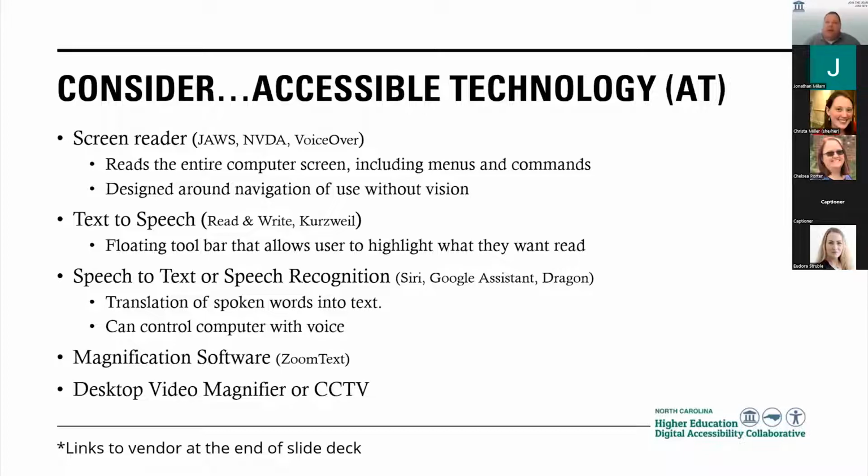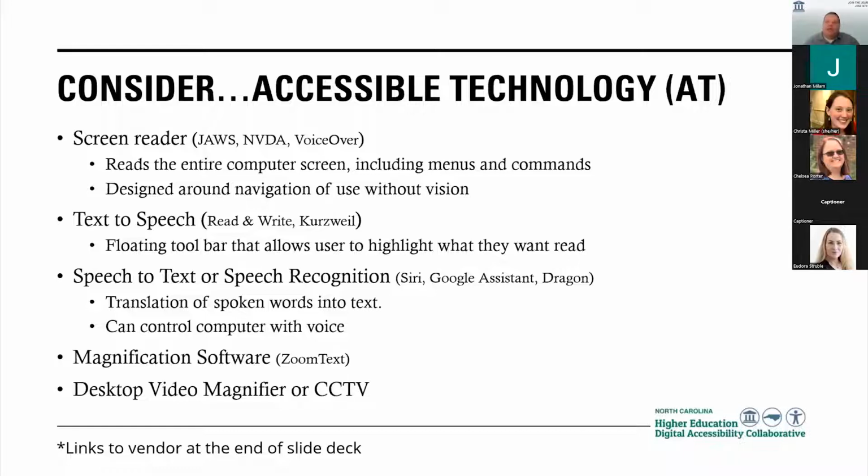This is really a technology that reads the entire screen. Very different from a text-to-speech software we'll talk about in just a second. It reads the menus, the commands, the entire part of the screen without any interaction through a mouse. And usually individuals use a keyboard only. Text-to-speech, such as Read&Write or Kurzweil, is more of a select-what-you-want-to-hear type of accessible technology.